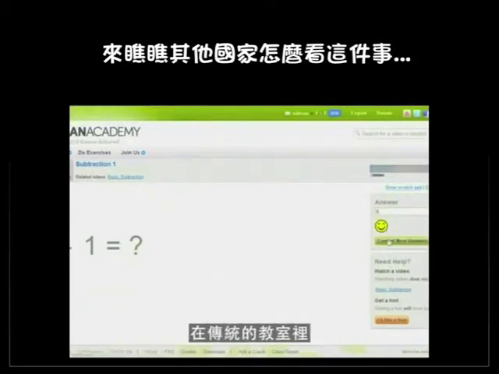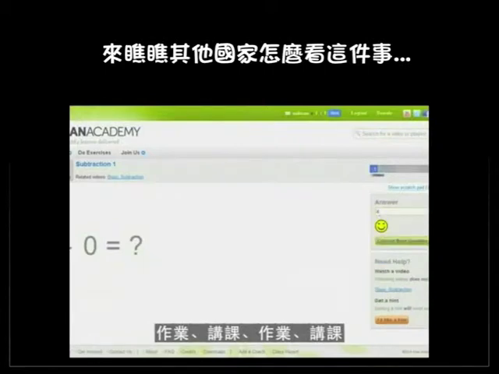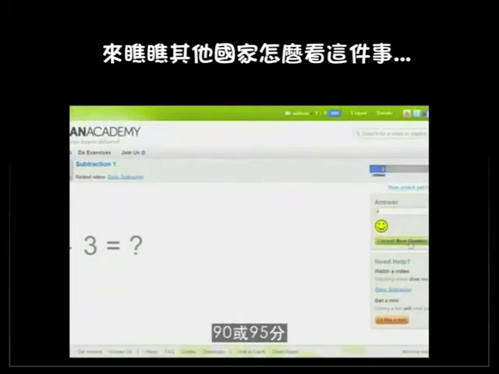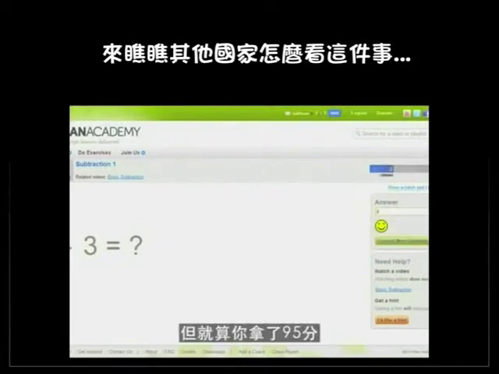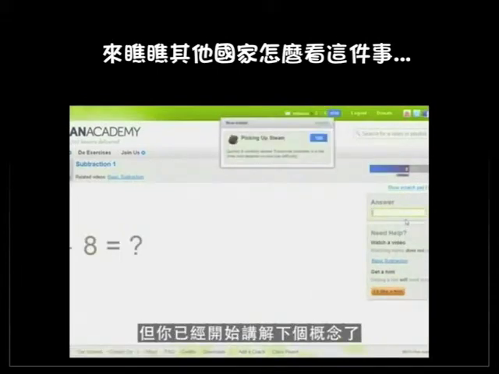In a traditional classroom, you have some homework, a lecture, and then you have a snapshot exam. And on that exam, whether you get a 70%, an 80%, a 90%, or a 95%, the class moves on to the next topic. And even that 95% student, what was the 5% they didn't know? Maybe they didn't know what happens when you raise something to the 0th power. And then you go build on that in the next concept.